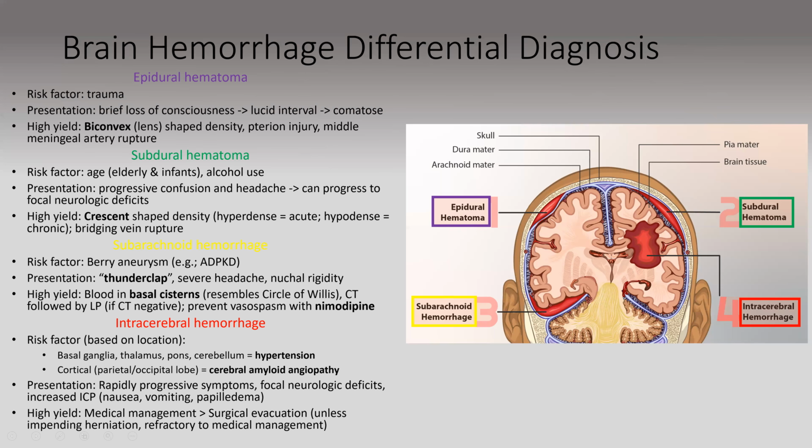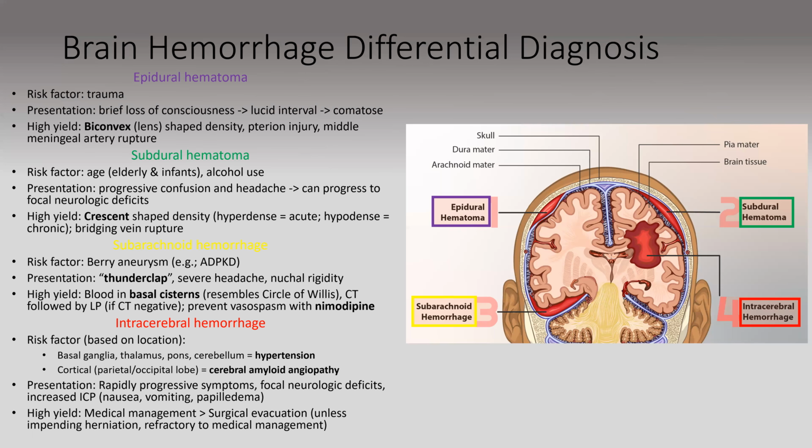And then a similar reason for alcohol use. Alcohol can decrease cerebral volume with chronic use and be a risk factor. So this presentation is not as high yield, but they progressively get confused, can have a headache, and it can progress to focal neurologic deficits.